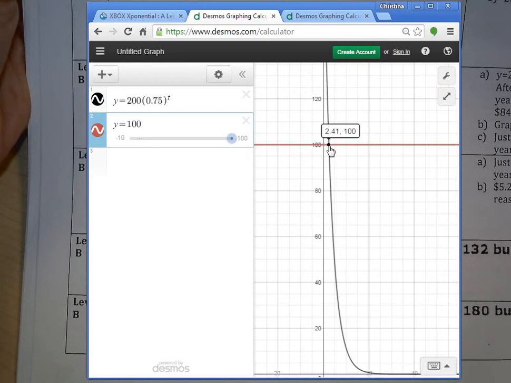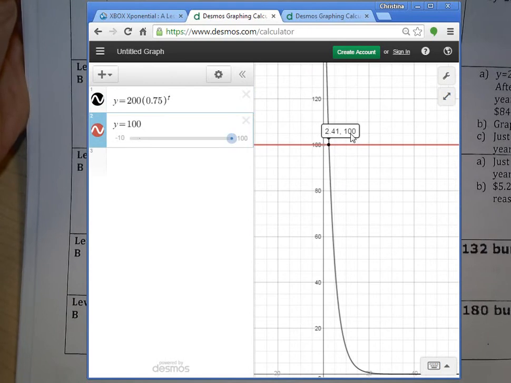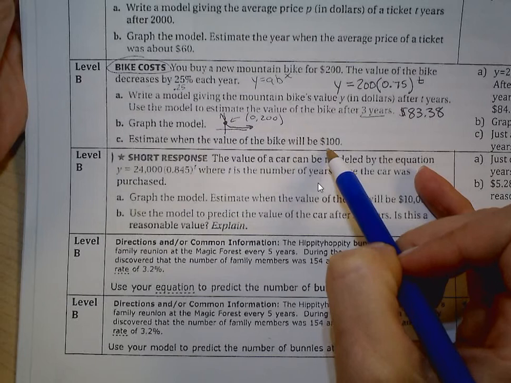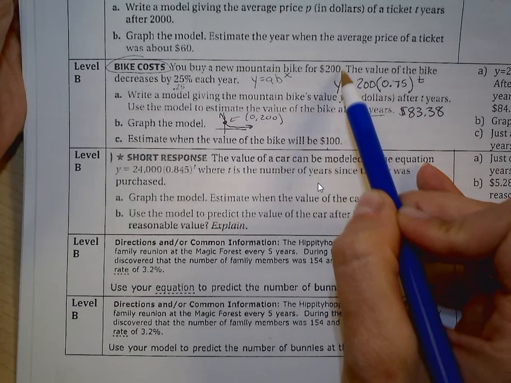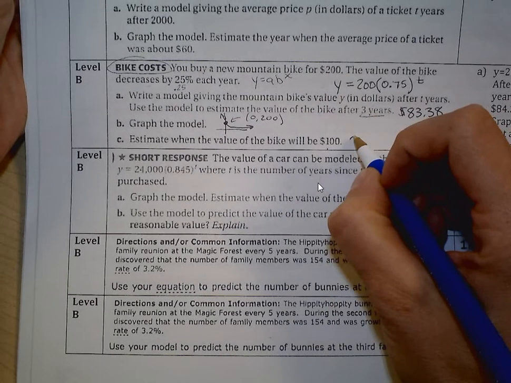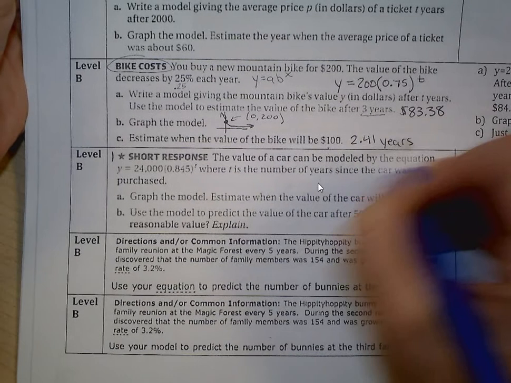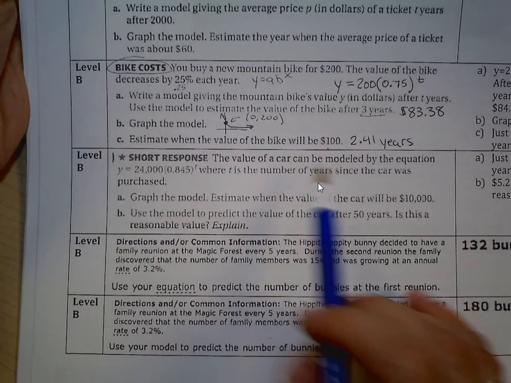At $100, that's my y, it will take 2.41 years. So I'm going to go back to my paper here. Estimate when the value of the bike will be 100. So if we bought it for $200, we have to wait 2.41 years for it to be $100. So, you know, this is like almost 2.5 years, something like that.